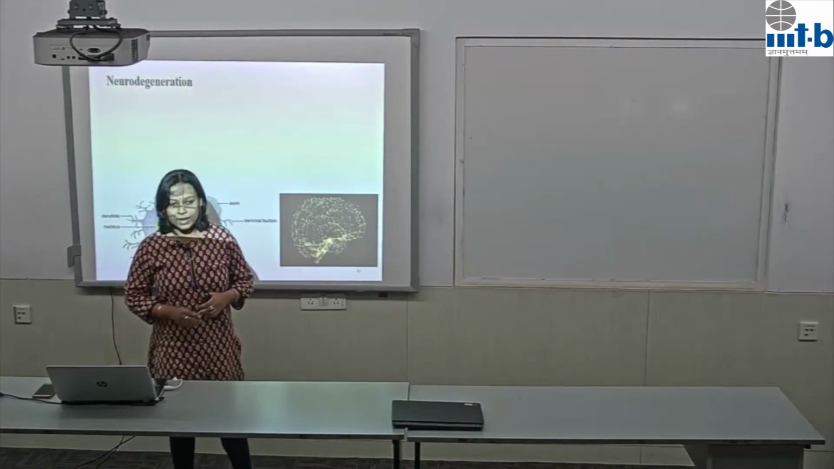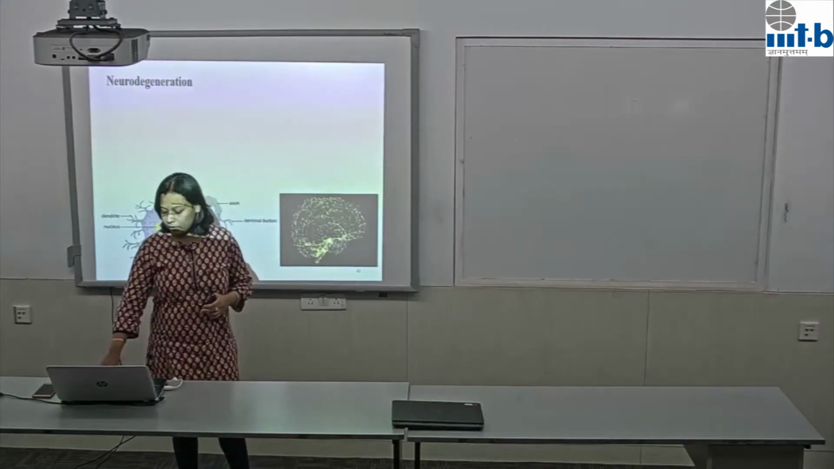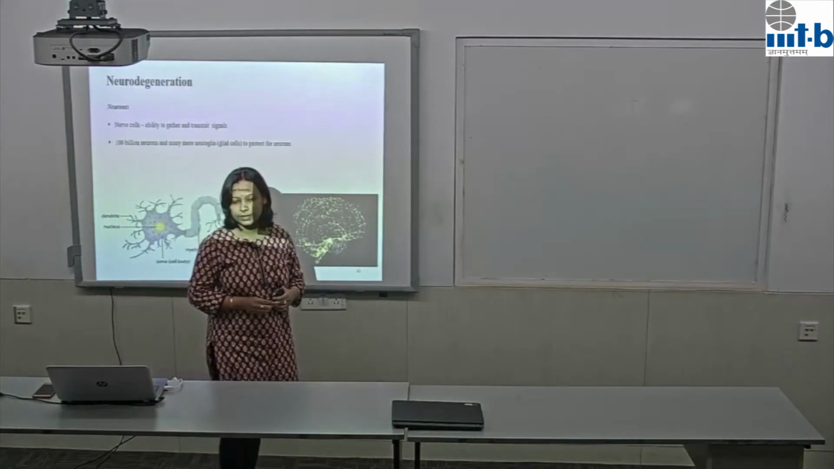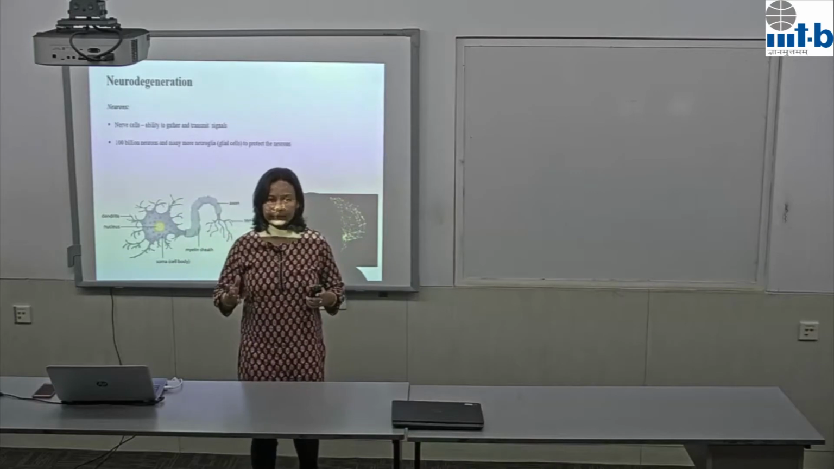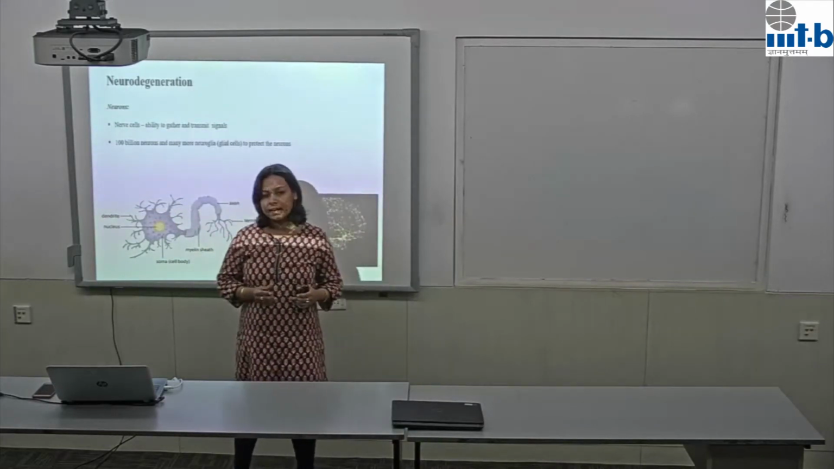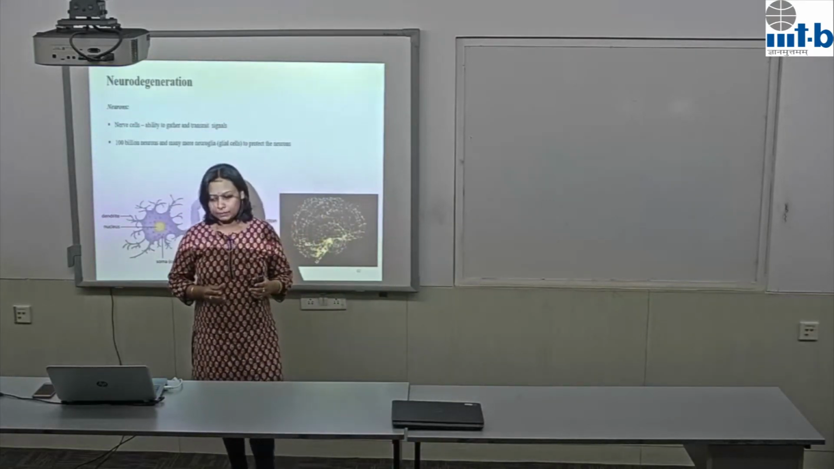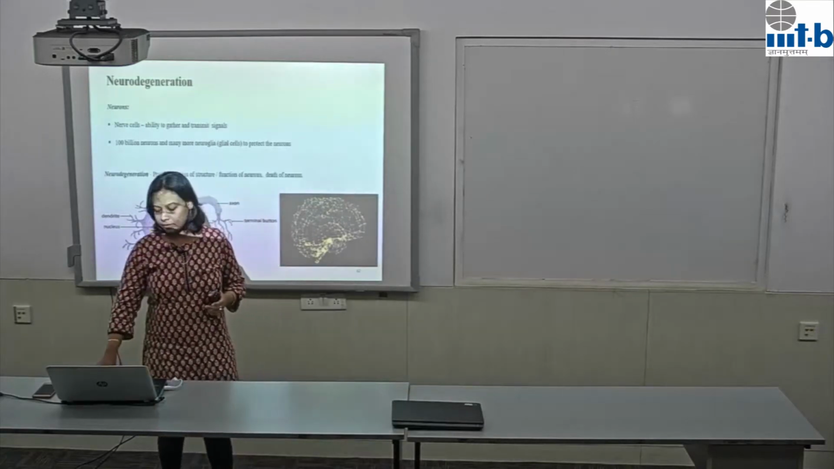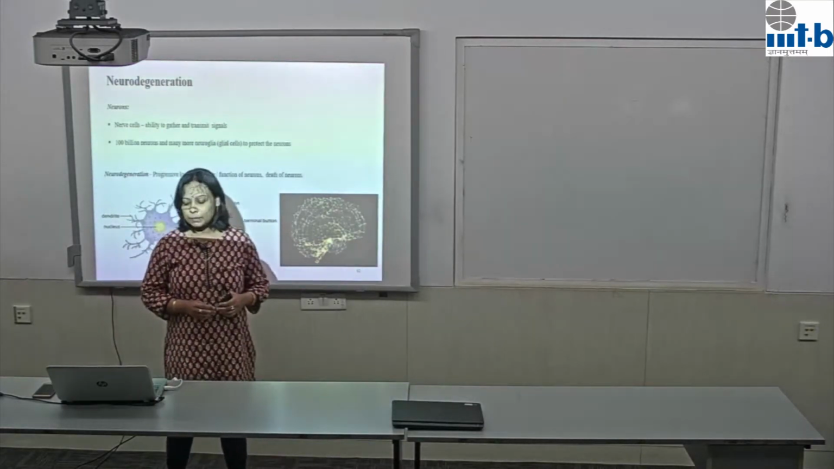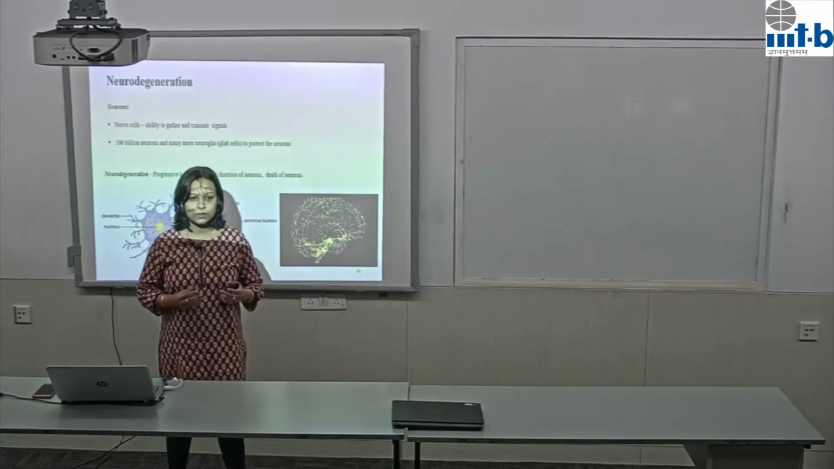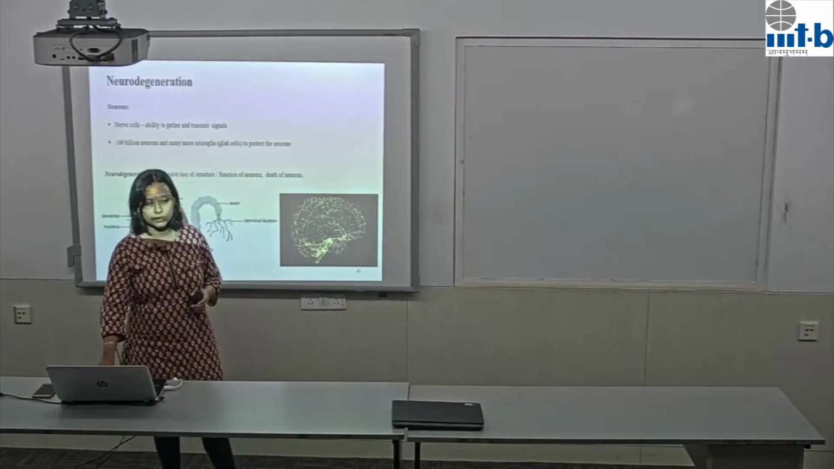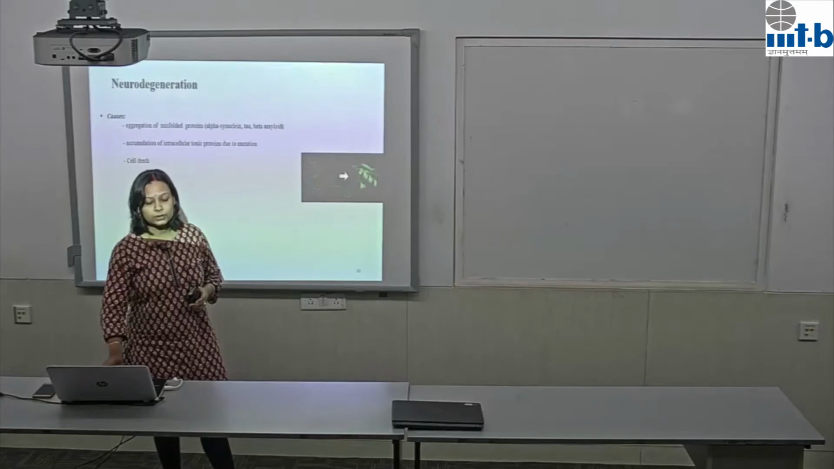So, what is neurodegeneration? Neurons are the nerve cells, and they have the ability to gather and transmit signals. There are more than 100 billion neurons and many more neuroglia to protect them. Neurodegeneration means the progressive loss of structure or function of neurons, or often the death of neurons. Now, what are the causes of this neurodegeneration?